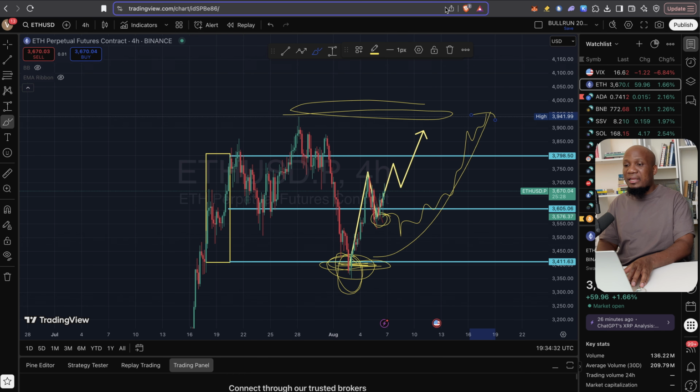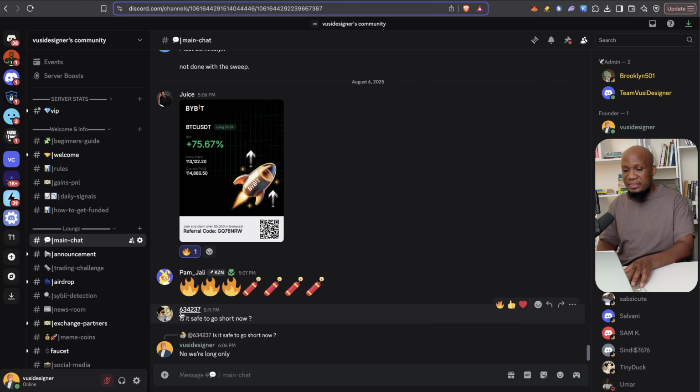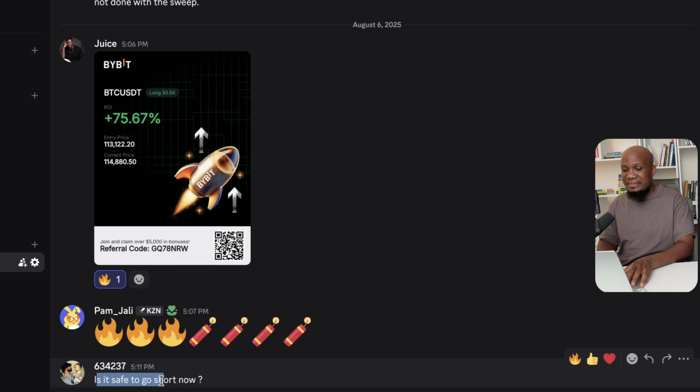And most importantly, become part of our Discord community, because when you're part of our Discord community, you can see that we have this user right here who was saying, is it safe to short Bitcoin right now? And this was around 5 p.m. And I told them that no, we are only going long at this stage.